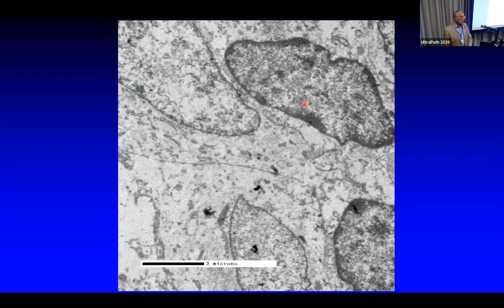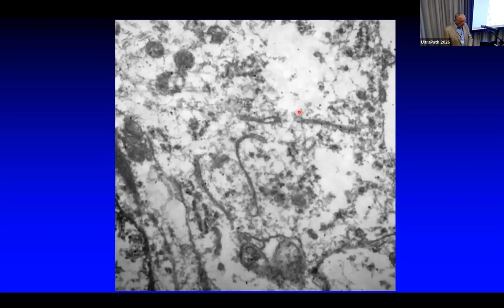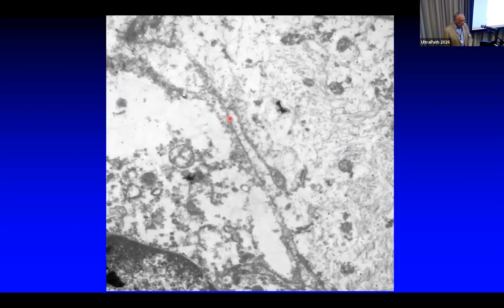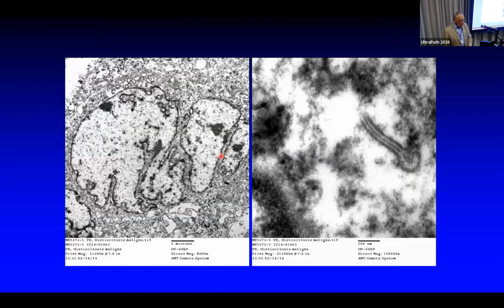But we have to remember this is a sarcoma, so it loses some of the ultrastructural characteristics. And here are the Birbeck granules. Here, coming out of the membrane, is a beautiful Birbeck granule. This is another case of Langerhans histiocytosis to compare. This is a beautiful Birbeck granule, but it's also as preserved as the other one.